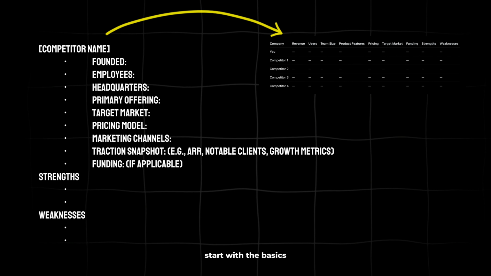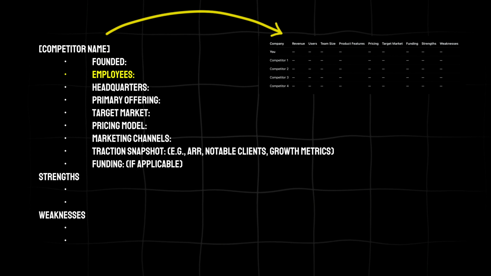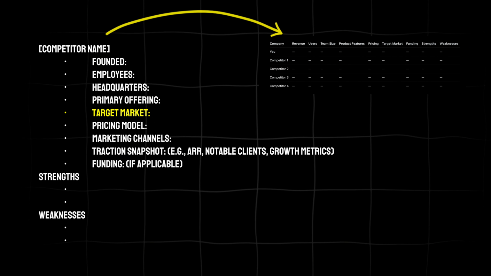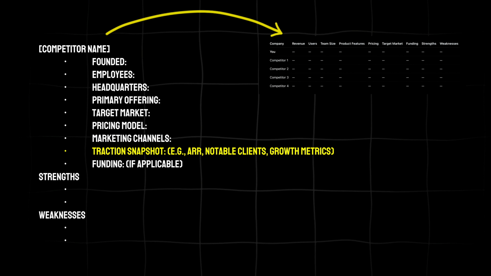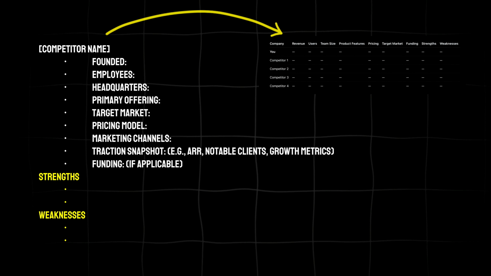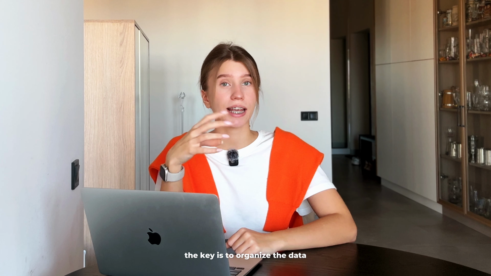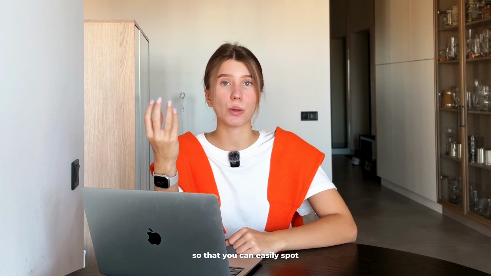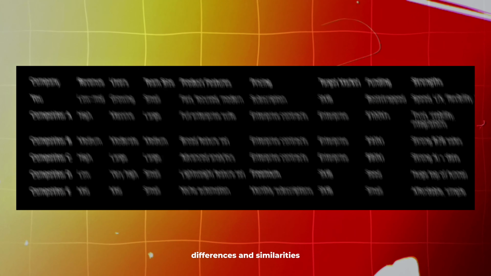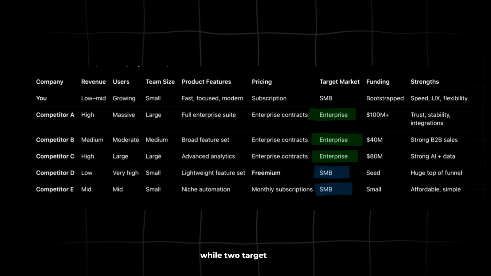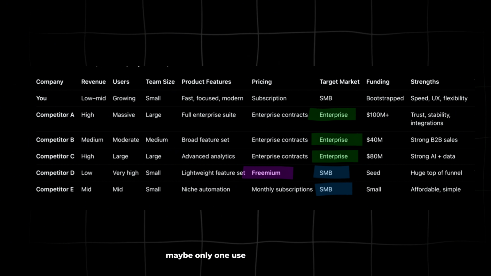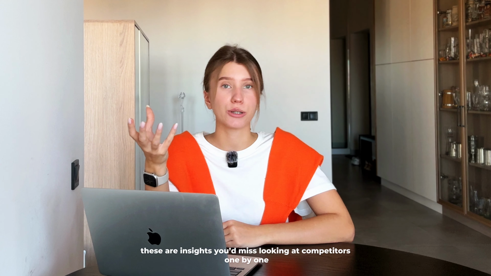Start with the basics: founding year, employee count, then list what they offer, their target market, and how they price it. Check marketing channels, traction, and funding. Bullet their strengths and weaknesses. The key is to organize the data so that you can easily spot differences and similarities. Maybe 3 competitors go after enterprise clients, while 2 target SMBs. Maybe only 1 uses a freemium model. These are insights you'll miss looking at competitors one by one.